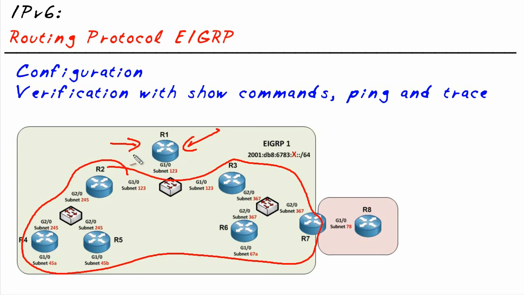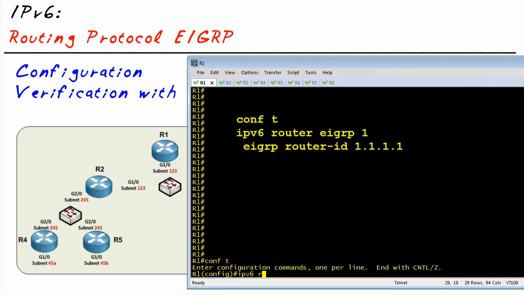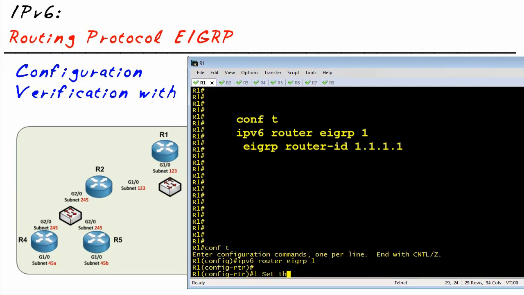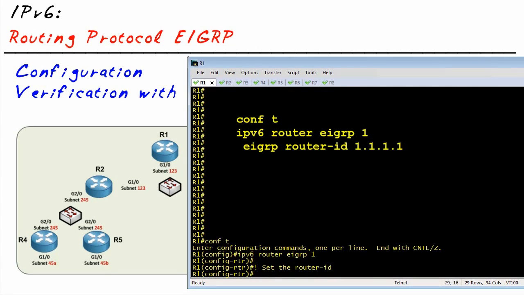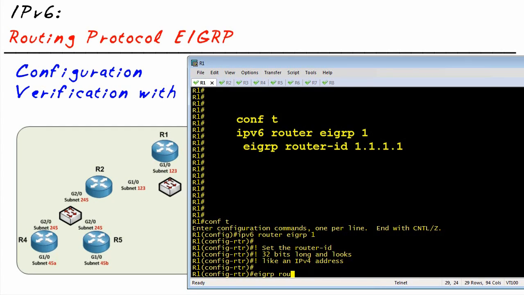The first thing we need to do, which is a showstopper for many people, is to configure an EIGRP router ID on the router. See, in IP version 4, we never had to worry about that, but with IP version 6, we do. So to do that, we go into router configuration mode. So I said ipv6 router eigrp 1, autonomous system number 1, and all the routers have to join that same autonomous system number, and I'm going to specify eigrp router-id.